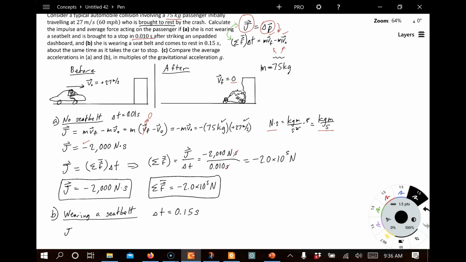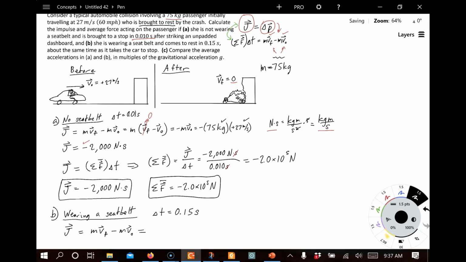Well, we want to calculate the impulse for part B. Again, it's the same equation. Change in momentum, mv final minus mv initial. And if we look at the picture again, it's the same picture, right? It takes longer to come to a stop, but same initial velocity, same final velocity. We're going to get the exact same answer here.